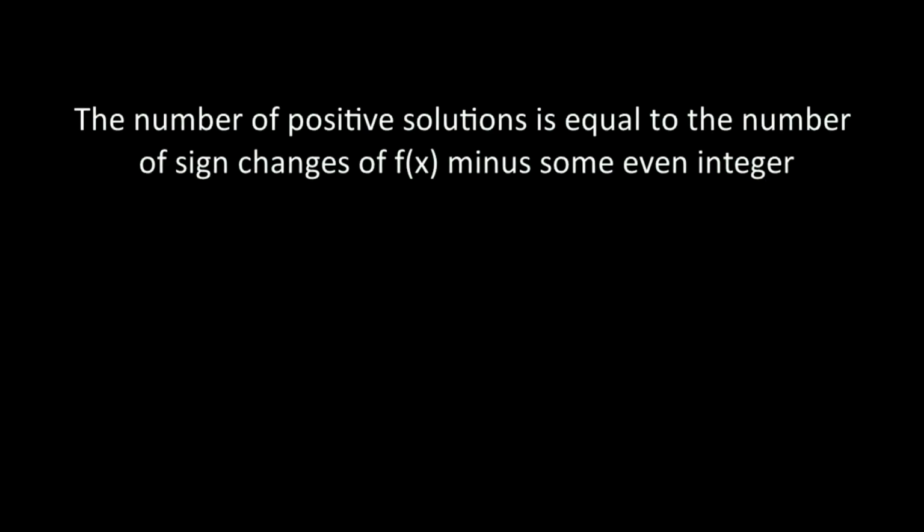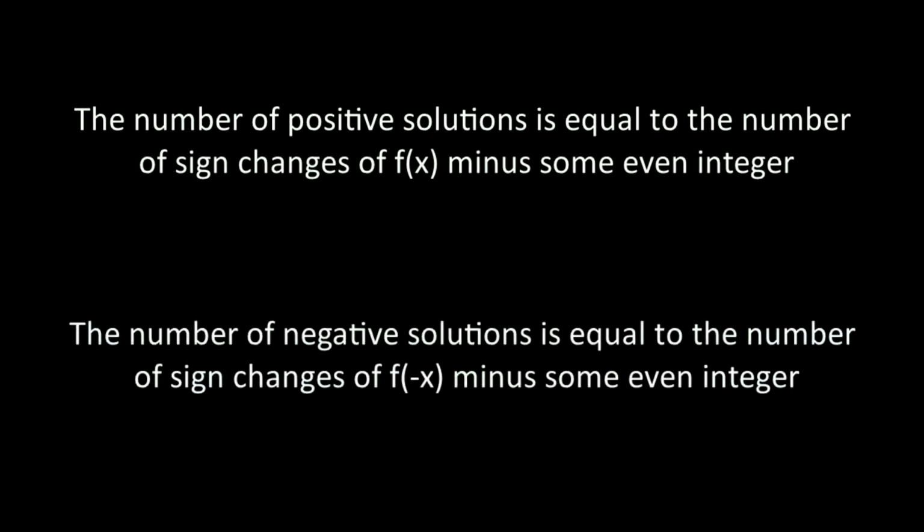The rule of signs says that the number of positive solutions to a function is equal to the number of changes in sign minus some even number. If we take f of negative x, the equation flips, so the number of sign changes in f of negative x is the number of negative solutions minus some even number.